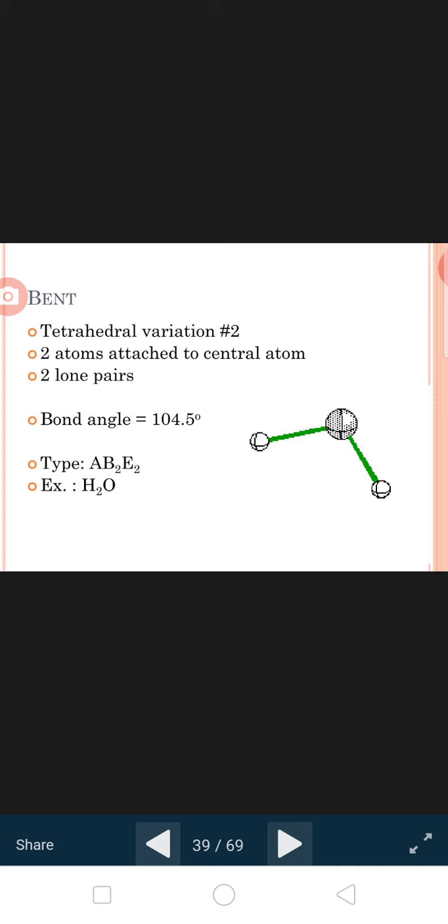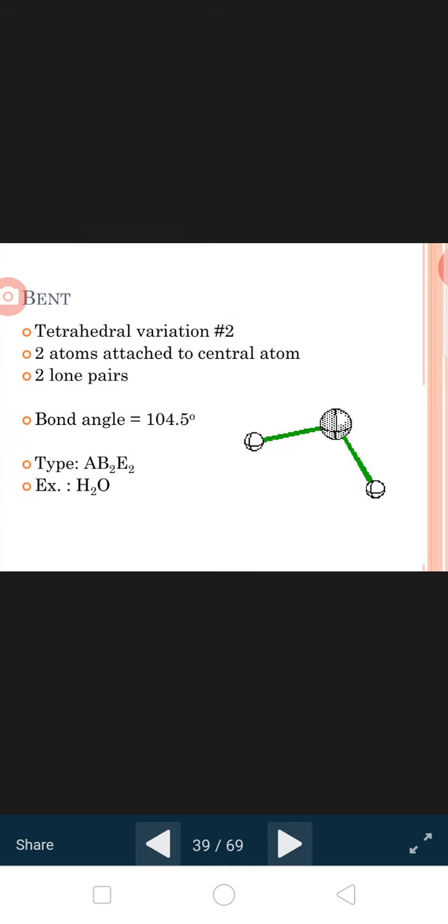Bent molecule water, it has two lone pairs and two bond pairs. The bond pairs are arranged at an angle of 104.5. The two other corners are occupied by lone pairs, which repel the two hydrogen bonds with more force.